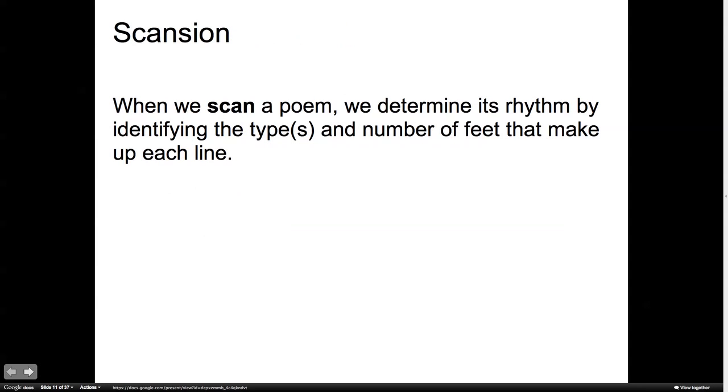So when we're doing this, we're engaging in something called scansion, which is a particular way of analyzing a poem. We determine a poem's rhythm by scanning it. And in order to do that, as we've seen, we identify the type and number of feet that make up each line.